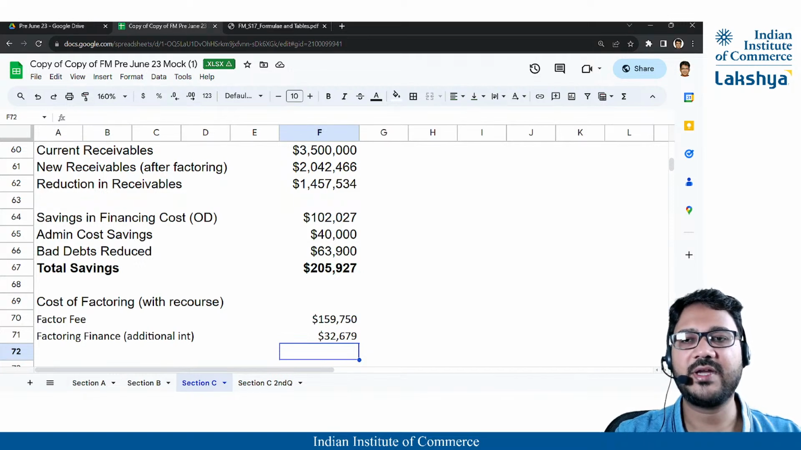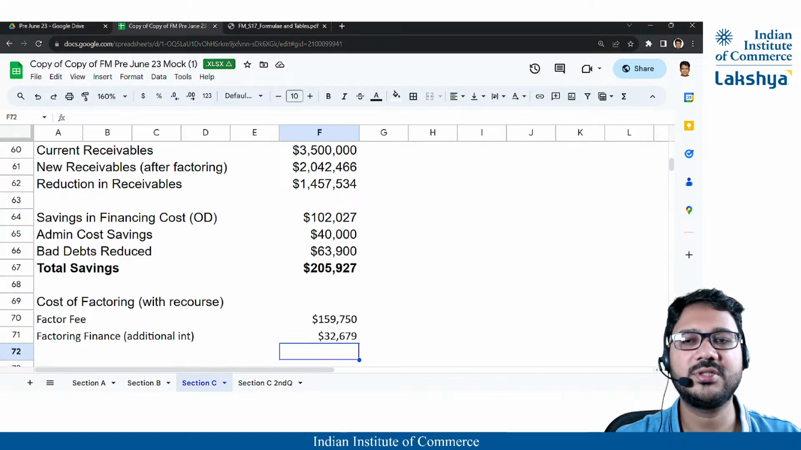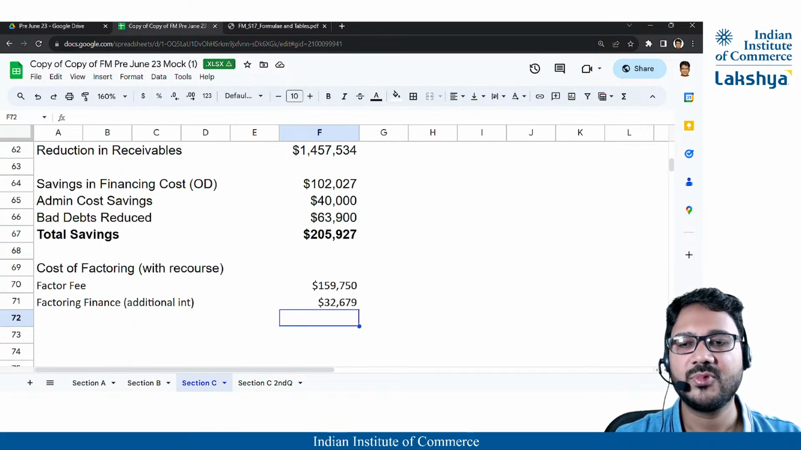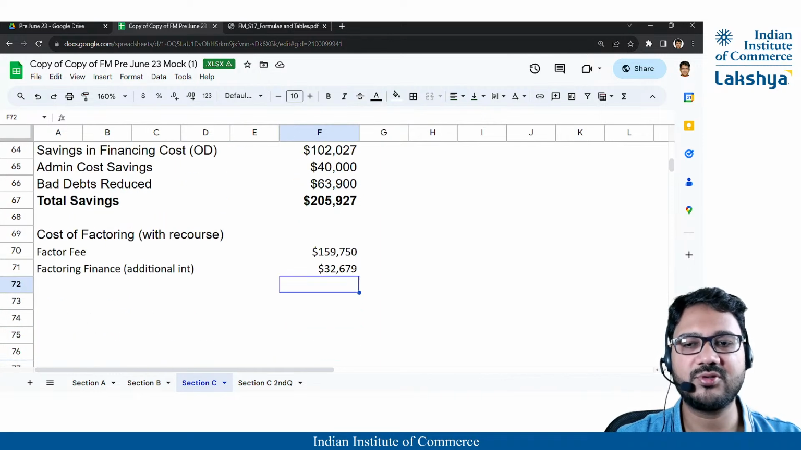So factor financing will be on the entire receivables, whereas the savings in OD will be only on the reduction, because that much your receivables have reduced by. So that much you don't have to do OD financing at all. And in this case, there is an additional amount that you have to pay, which is on the entire receivables, not on the savings. So just keep that in mind.